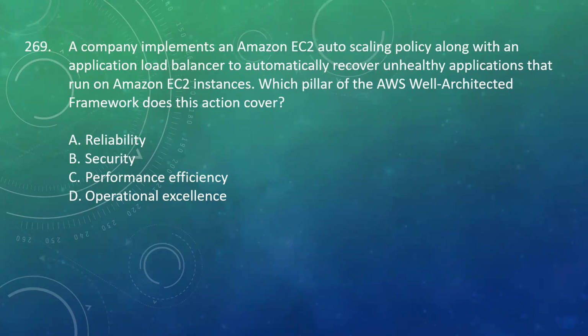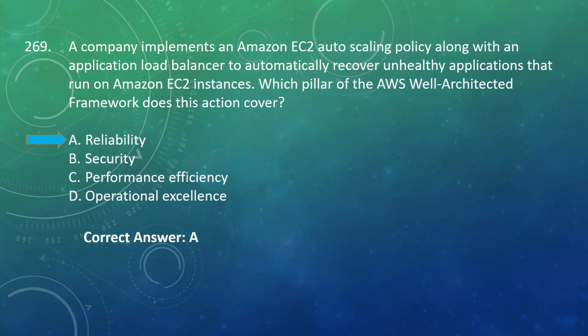The action of implementing an Amazon EC2 Auto Scaling policy along with the Application Load Balancer to automatically recover unhealthy applications that run on Amazon EC2 aligns with the reliability pillar of the AWS Well-Architected Framework. The reliability pillar focuses on the ability of a workload to recover from failures and meet customer demands by detecting and mitigating disruptions. Implementing auto scaling and using a load balancer are strategies that enhance the reliability of the system by automatically adjusting the capacity to handle varying workloads and recovering from instances or components that may become unhealthy.